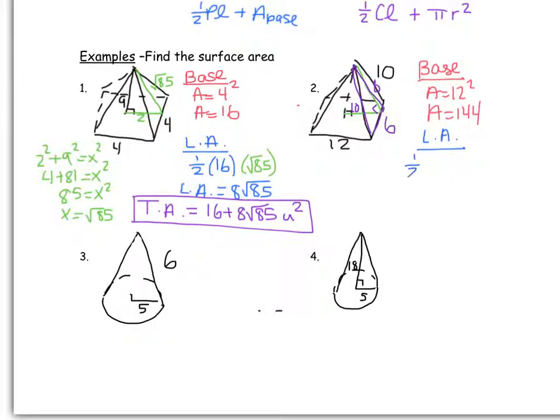So this time I'm going to do 1/2 the perimeter of the base, which is 12 times 4, or 48, times the slant height, which I just figured out to be 8. So again, remember slant height goes along the side of the triangle, not the height directly in the middle of the triangle. Alright, 1/2 of 48 times 8 is going to be 192. So that's my lateral area this time. And then to get my total area, I'm just going to add those two numbers together. So 144 plus 192 gives me a total area of 336 units squared.